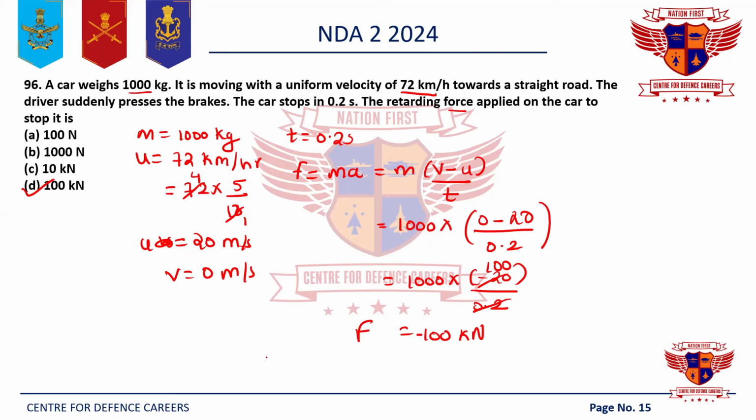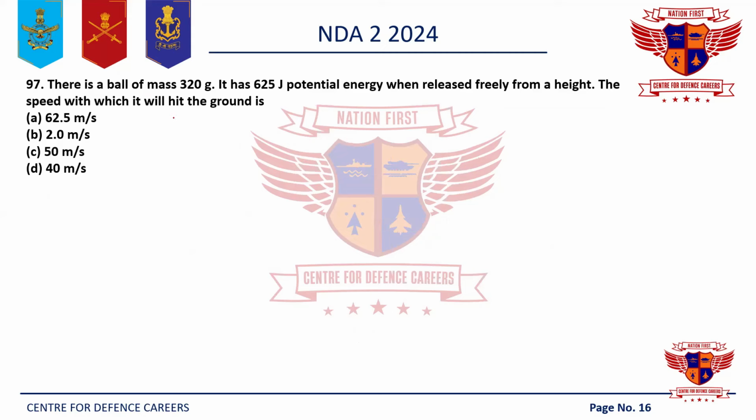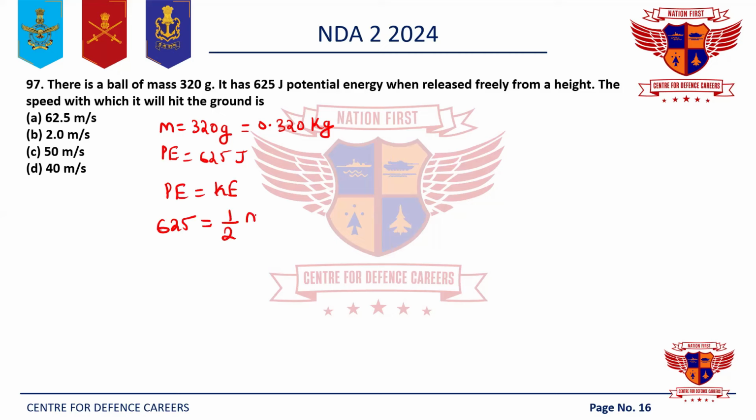Moving on to the next question. So there is a ball of mass 320 grams. Okay, mass of the ball is 320 grams. Now this can be written as 0.320 kilogram. Okay, it has potential energy given as 625 joules when it is freely released from a height. The speed with which it will hit the ground. Again, we have done a very similar problem in our class. So let's apply the conservation of energy. So we get potential energy is equal to kinetic energy. So the potential energy is 625. Formula for kinetic energy is half mv square.